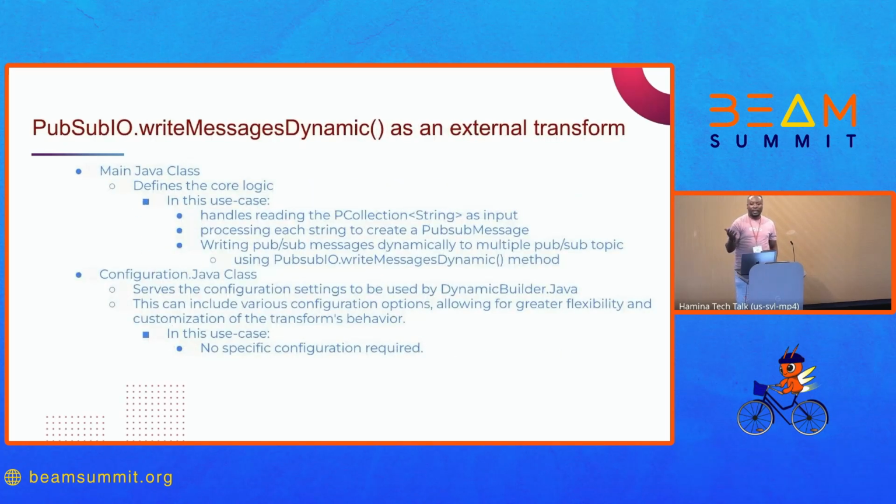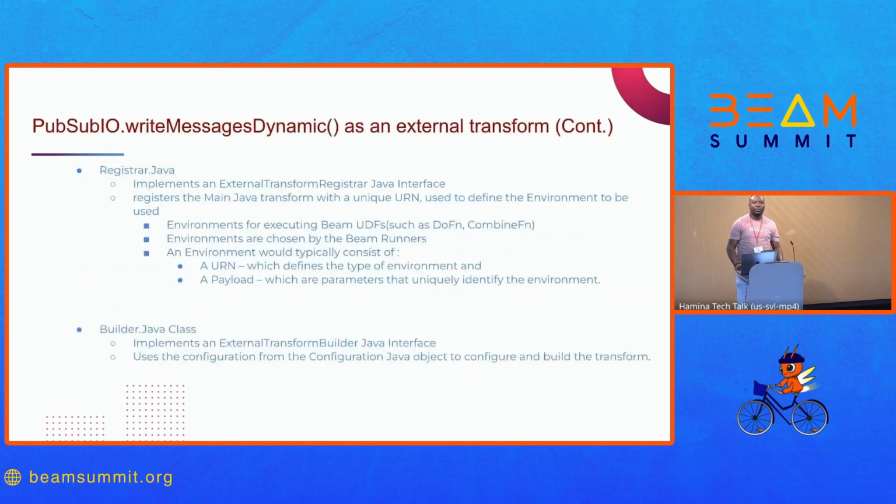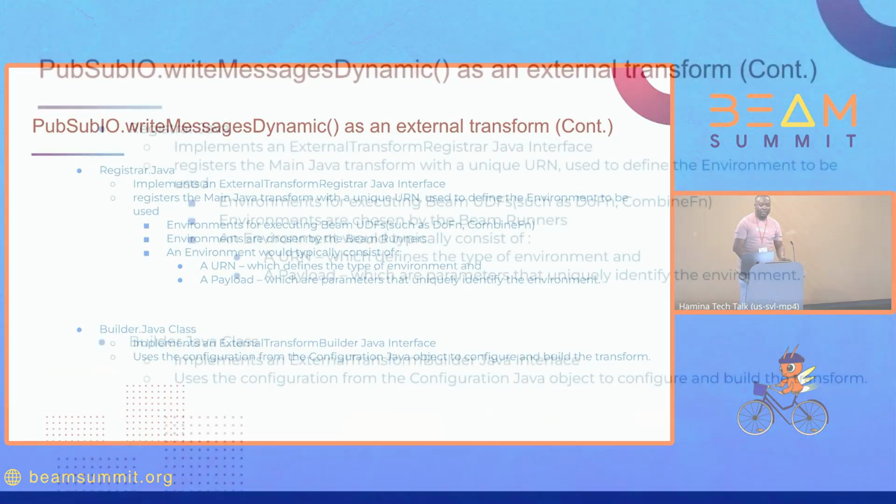Then there should be an additional Java class, which is the main Java class, where the main logic of what you're trying to do is implemented. In our use case, the main Java class takes an input PCollection, and then a PubSub message is created from that input collection. Using the PubsubIO writeMessageDynamic method, we're able to dynamically have these messages written to different topics as you may find useful. So those are the details around what we tried to do with our customer on our use case.